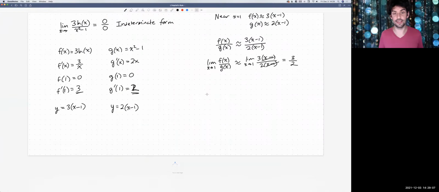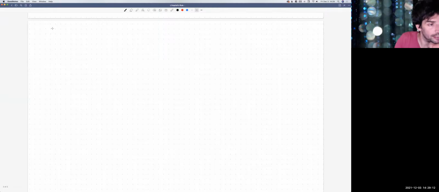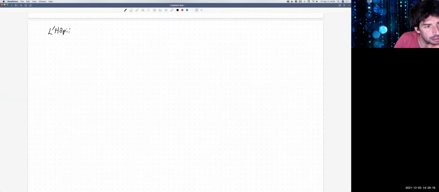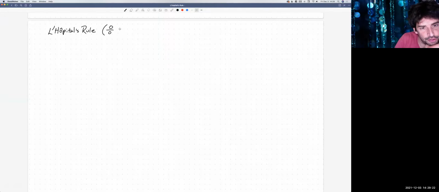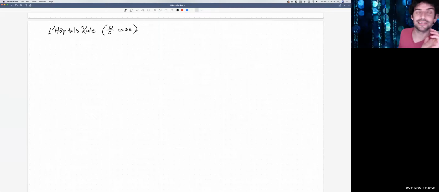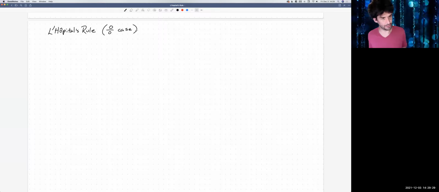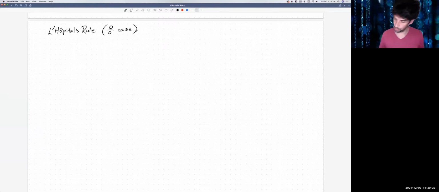So let's state L'Hopital's rule, at least one part of it. This is for the case when we have 0 over 0 as our limit, okay? There will be other cases, right? So infinity, plus or minus infinity over plus or minus infinity is another case. There's a few other cases out there, but we're going to start with this one.